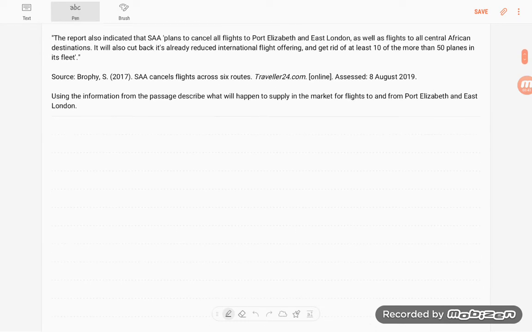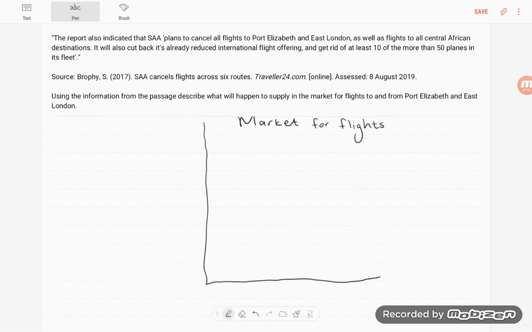Now the question reads, using the information from the passage, describe what will happen to supply in the market of flights to and from Port Elizabeth and East London. So first of all, we have to draw our market for flights. Remember, we have quantity on our x-axis and price on our vertical axis.